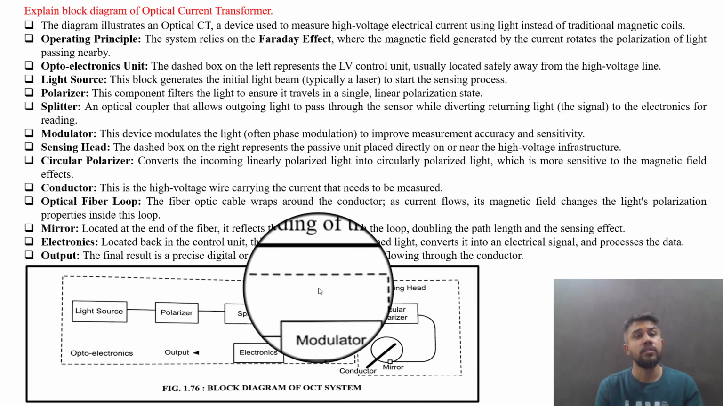So this is how the functional block diagram of the optical current transformer serves the purpose of current measurement, or step-down current measurement, at the substation level for high voltage transmission lines.